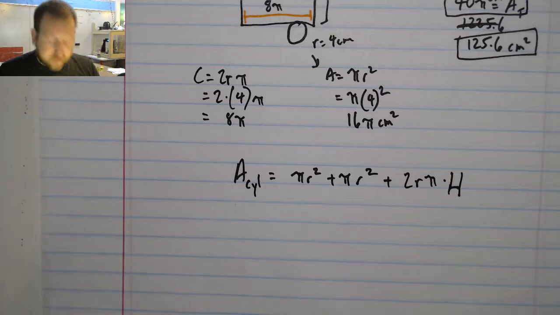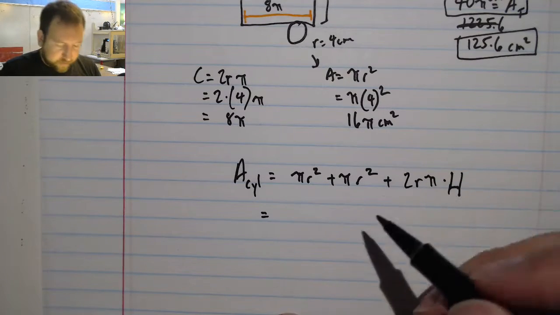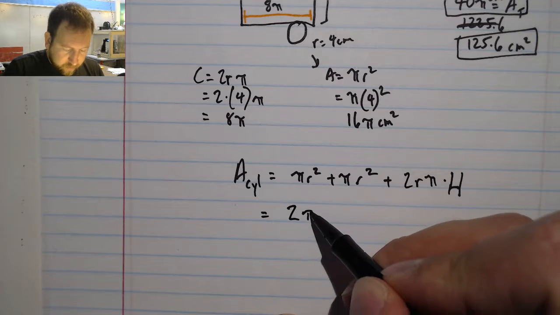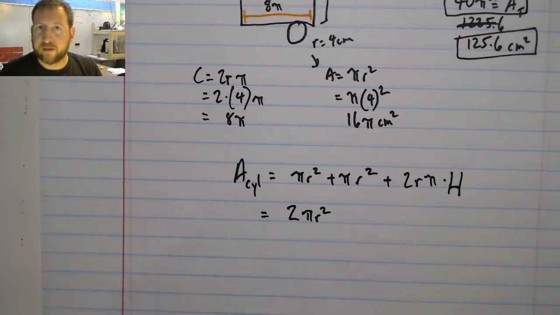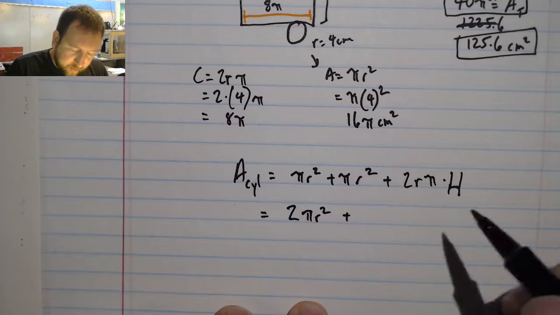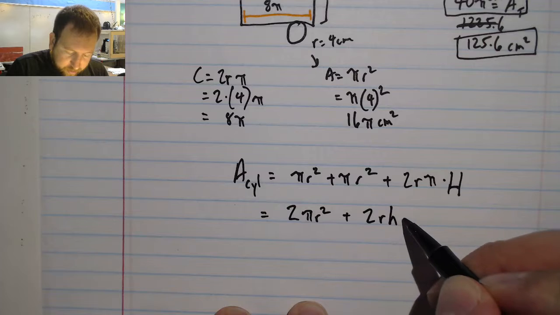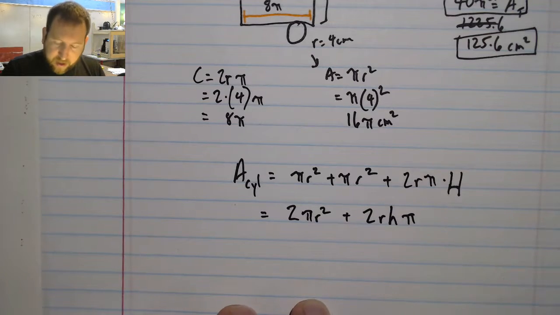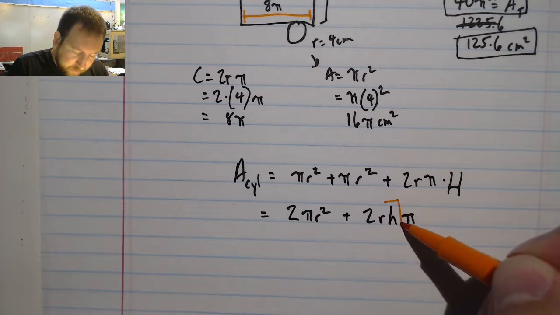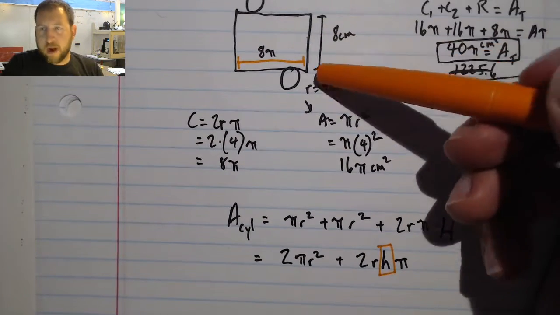Now if I do a little bit of simplifying, pi r squared plus pi r squared is 2 pi r squared, because it's just 2 times the same thing. And I can rewrite this a little bit easier, and I can just write this as 2r times h times pi. And as long as I remember that h is whatever that distance between my two circles is, I'm going to be just fine.